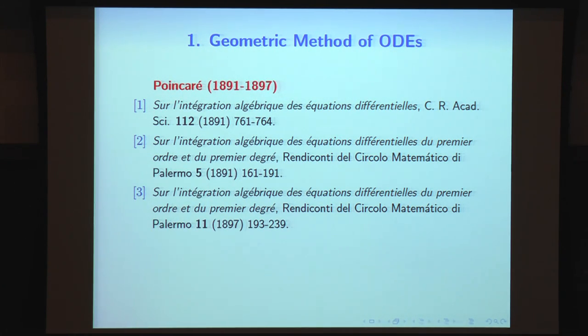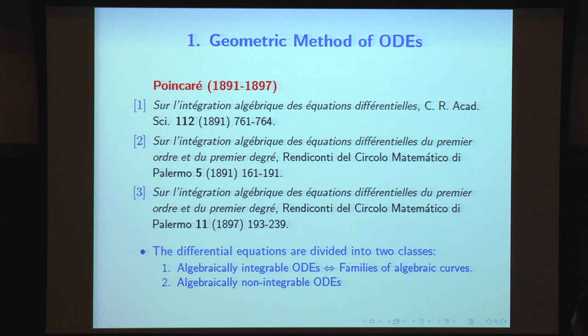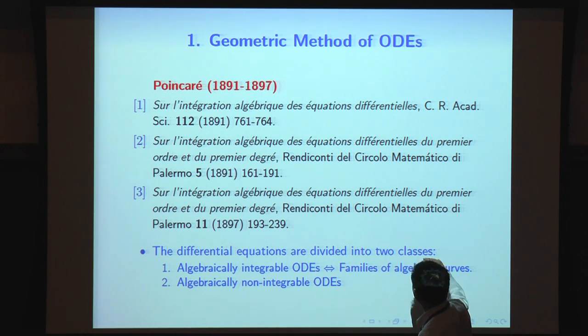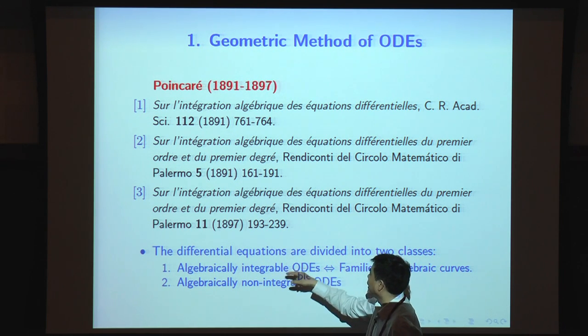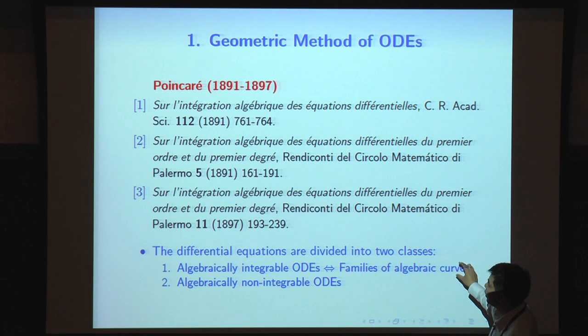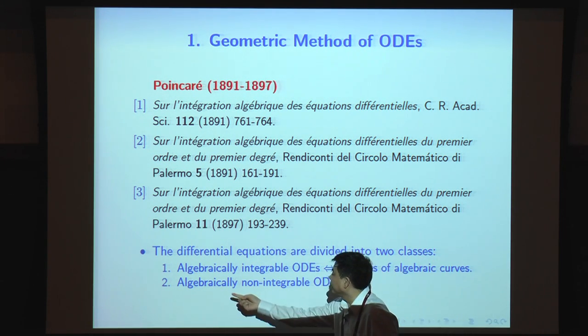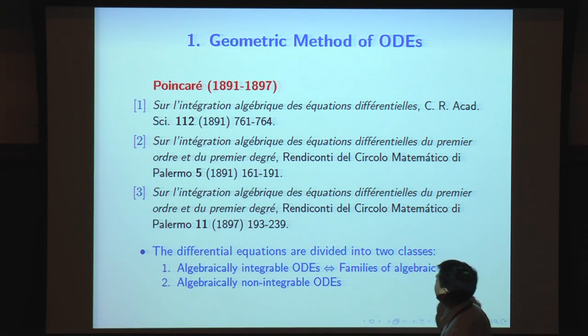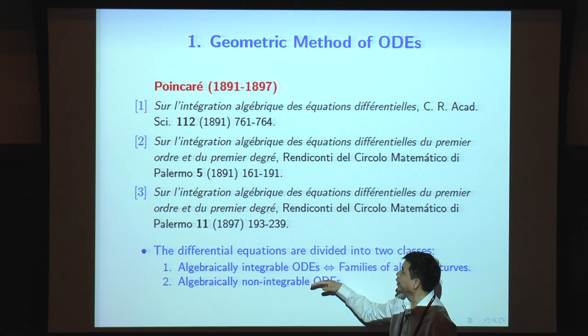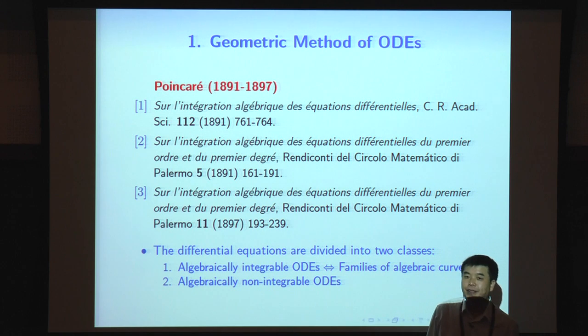Poincaré has many papers about ODEs, but these 3 papers use complex algebraic geometry, so I mention them here. Poincaré's idea is that he divided the algebraic ODEs into 2 classes. The first class is the algebraically integrable ODEs, which is equivalent to the study of families of algebraic curves. This is a subfamily of the generic case. The second class is the algebraically non-integrable ODEs. His idea is to study families of curves to understand algebraically integrable ODEs, then try to generalize the result to the general case.